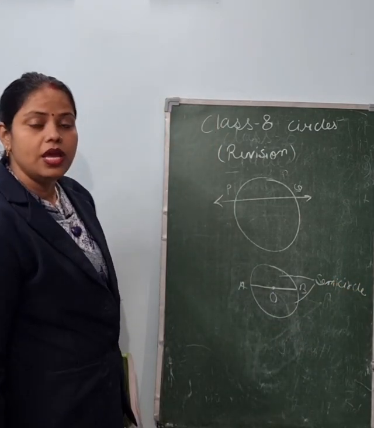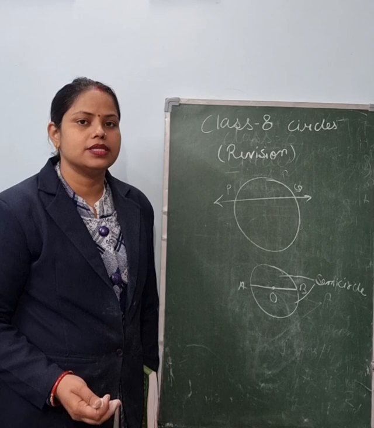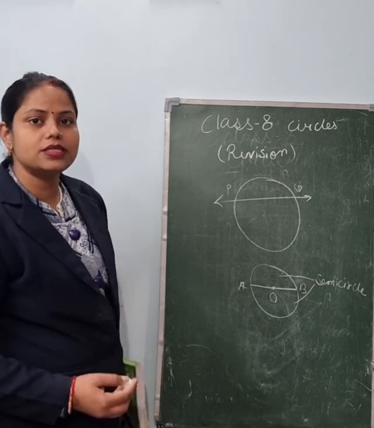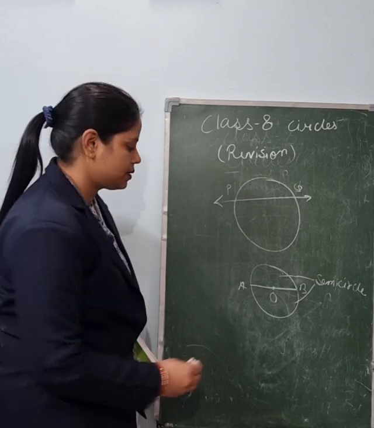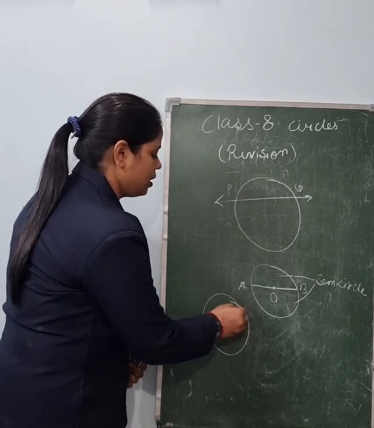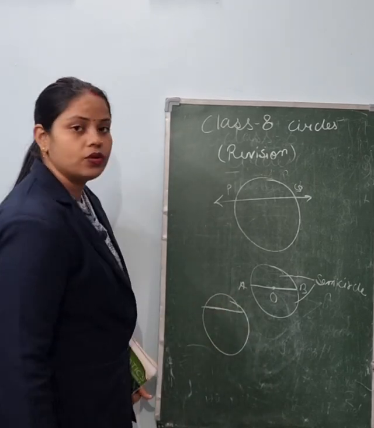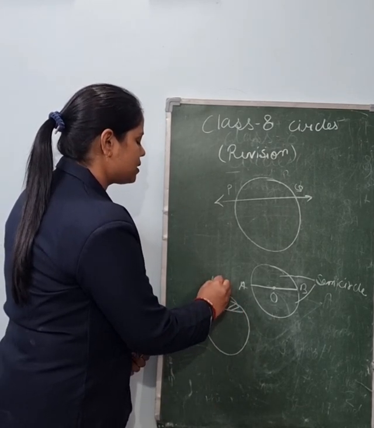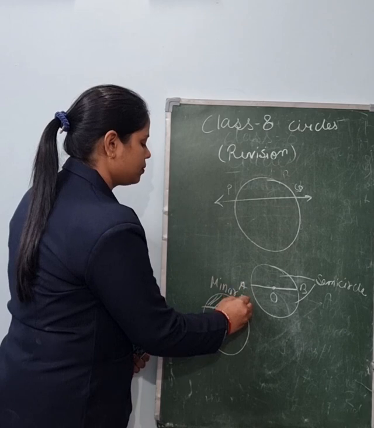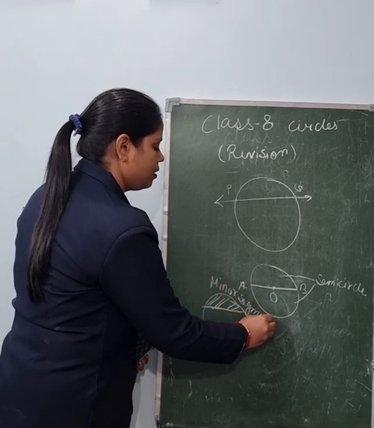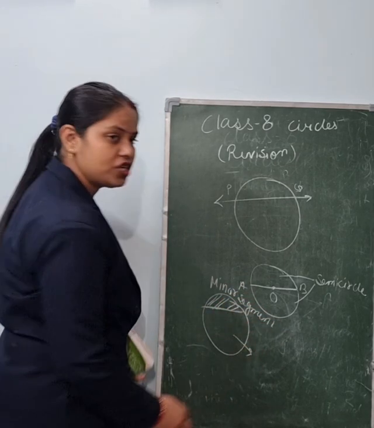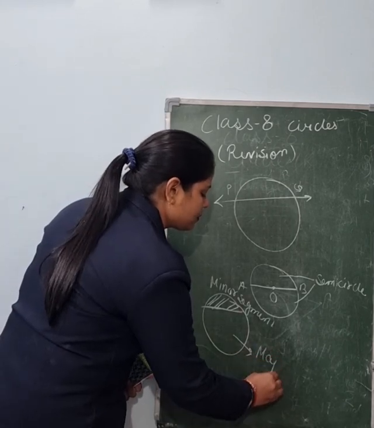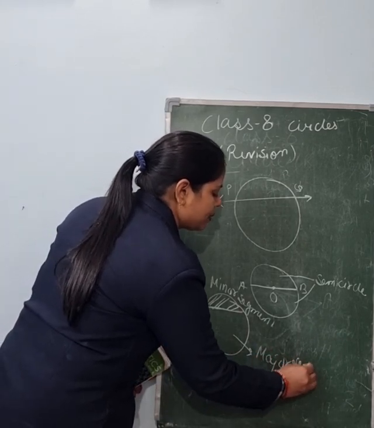Here, if I draw any other chord in the circle, that will be smaller than the diameter and it divides the circle into two unequal parts. The smaller portion, the shaded region over here, is known as the minor segment, and the bigger portion here will be called the major segment.